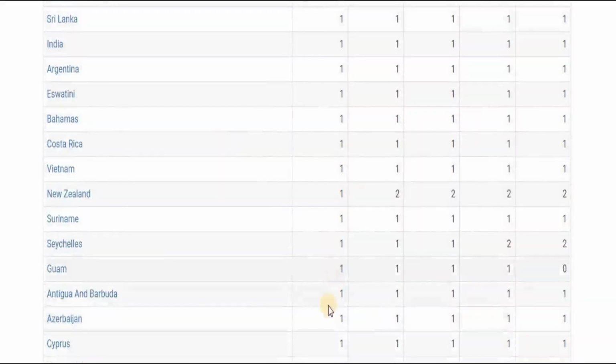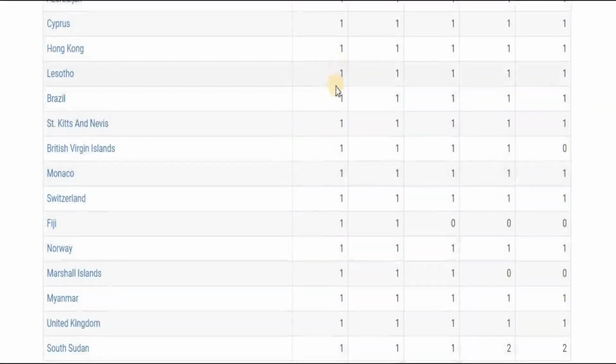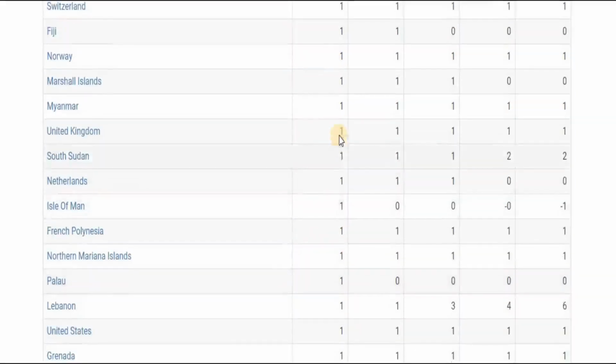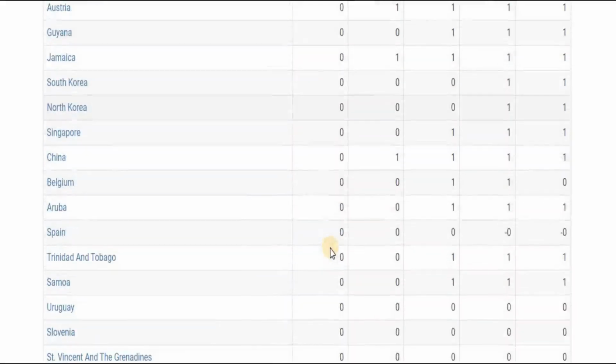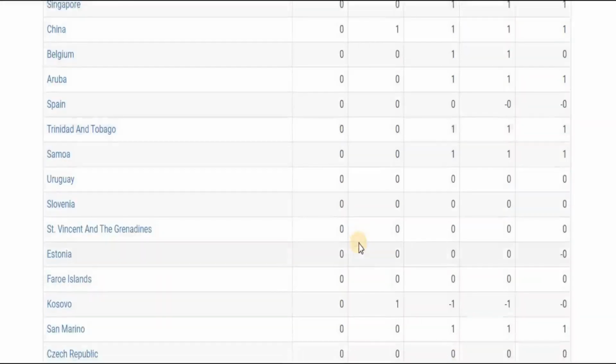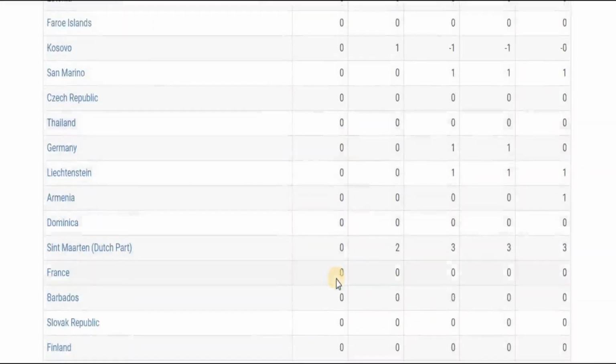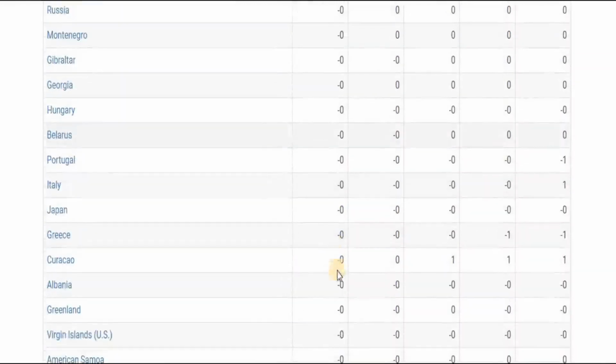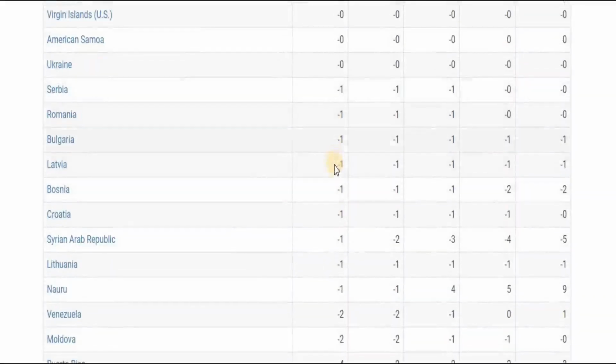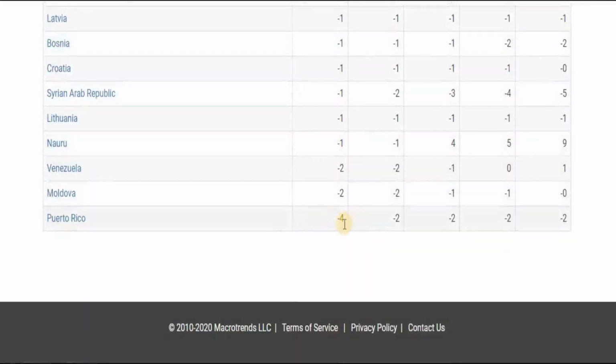Then you see New Zealand, then Hong Kong, right? Switzerland, Norway, Fiji, right? The UK, all have 1%. And countries like Singapore, China have now come to 0% growth rate, right? They have stabilized their population. And countries like maybe Japan are going negative. You see, Japan is minus zero point something, so it's in the negatives. And again, countries like Romania, Bulgaria, Latvia, Bosnia, Croatia, see, their population is decreasing very drastically. Right? In Puerto Rico and Moldova, Puerto Rico has a minus 4% growth rate. Every year, the population is decreasing very rapidly.